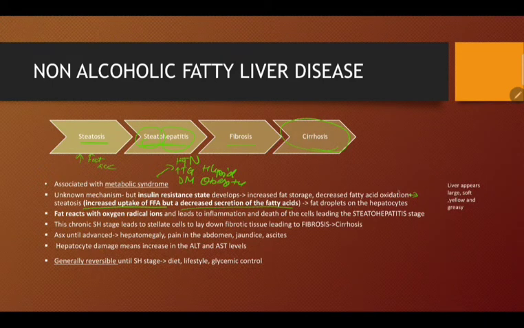This fat doesn't just sit there. Eventually, it reacts with oxygen radicals, and this is what leads to the hepatitis, the inflammation and death of cells.